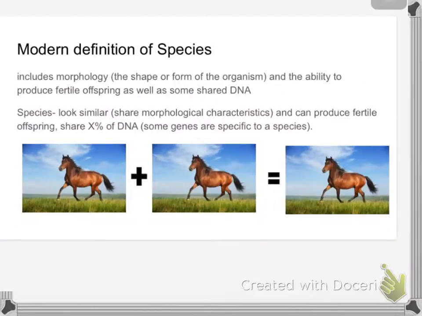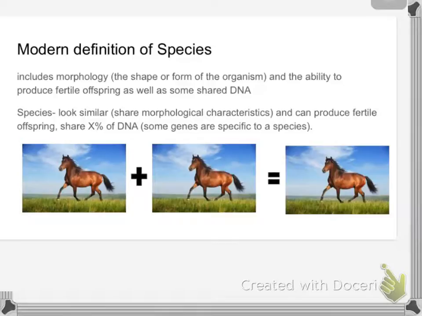So the modern definition of species incorporates both the old morphological definition and the old biological definition, but we add the modern twist of DNA. Obviously, we now know about DNA. We have the ability to look at DNA. It's the logical thing. So the modern definition of species includes the fact that they share physical traits, which is where all of you went. They also have to be able to produce fertile offspring. And we also tend to look at how much DNA they share.